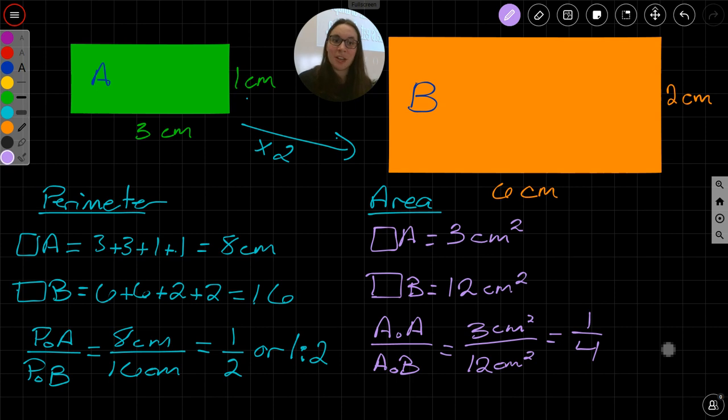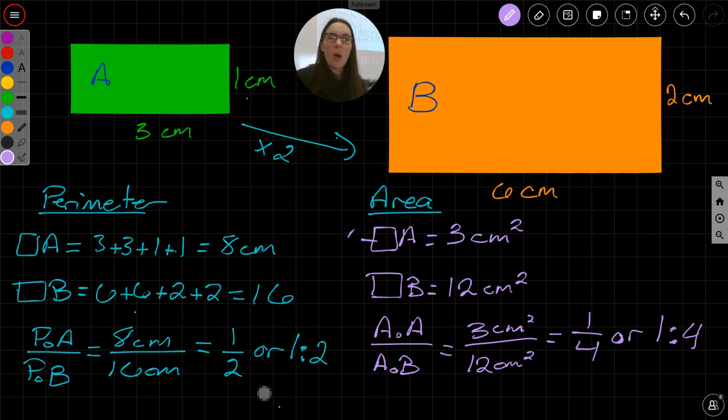Interesting. Very interesting. So, what I can see here is my ratio of area is 1 to 4. My ratio is different. When I double the side lengths, my ratio of perimeter is 1 to 2. When I double the side lengths, my ratio of area is 1 to 4. So by doubling my side lengths, I've actually quadrupled my area.